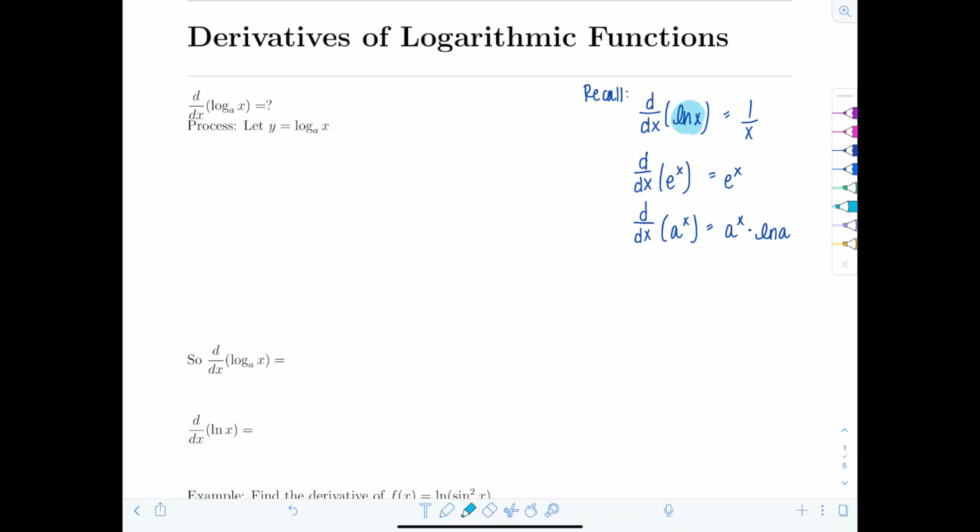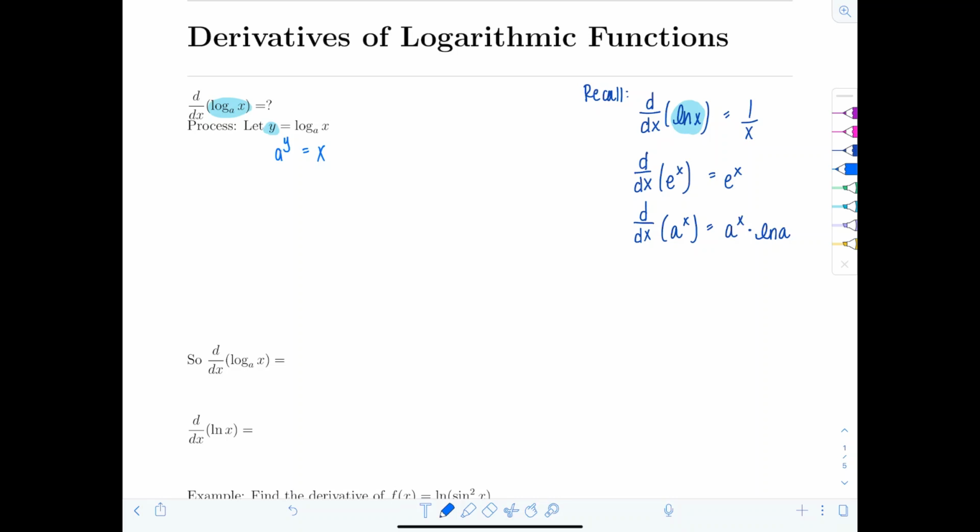Well, let's see how it's going to work. So the process is we're going to replace log base a of x with y. We're just going to let y equal log base a of x. And then I'm going to rewrite that equation in exponential form. So this is equivalent to a to the y equals x.